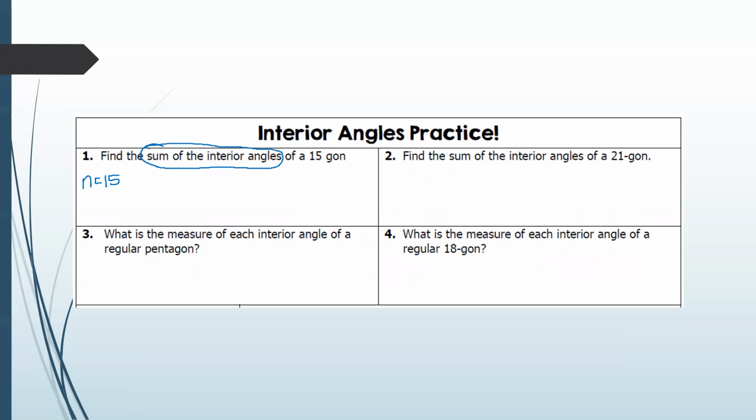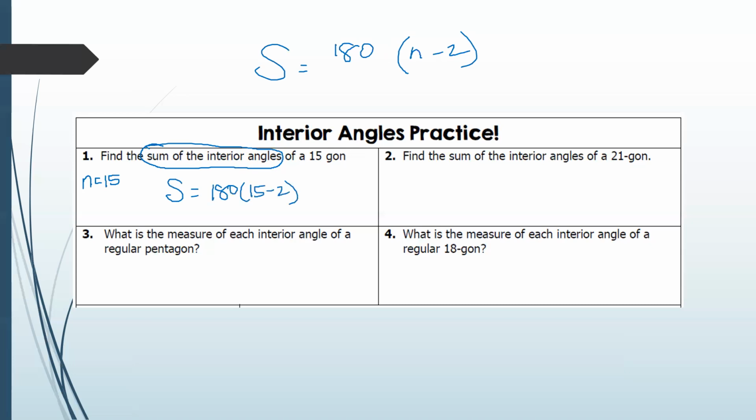So the equation for sum of interior angles was 180 times n minus 2. Oh, it's a really sloppy parenthesis. Try that again. There we go. So the sum of your interior angles is 180 times n minus 2. So if n is 15, then the sum of the interior angles will be 180 times 15 minus 2.